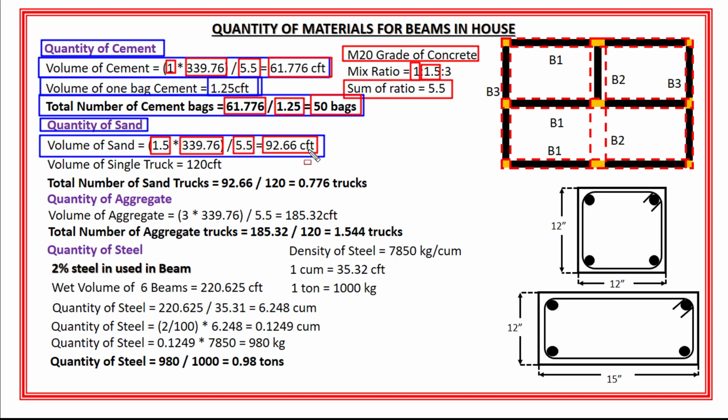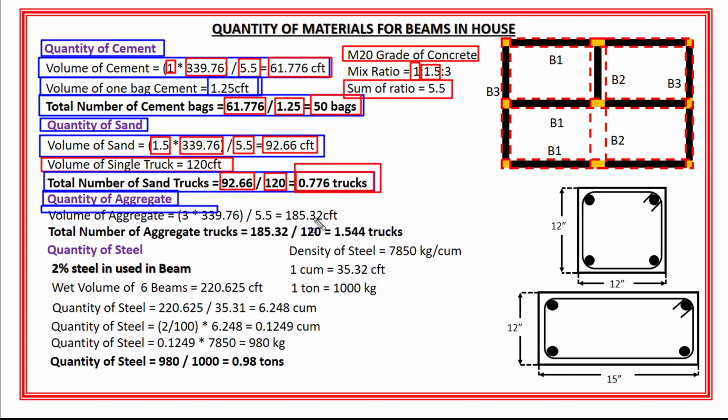Okay? Now for the number of sand trucks, I have the volume of single truck, which is 120 cubic feet. So the total number of sand trucks is equal to volume of sand, which is 92.66 cubic feet, divided by the volume of one truck, which is 120 cubic feet. And the total number of sand trucks will become 0.772 trucks. Okay? So now I can say that in the construction of these 6 beams, I will need 0.776 sand trucks. Okay? Next is the quantity of aggregate.